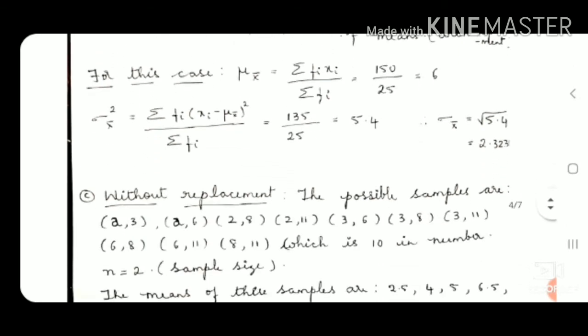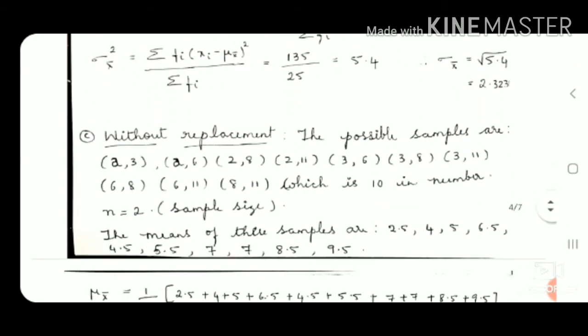In this case, the mean is calculated by the statistical formula sigma fi xi by sigma fi, which gives us 6. Sigma x bar square is the sum of the product of the frequency fi with the square of (xi minus the mean mu x bar), divided by sigma fi. So this gives us 5.4.